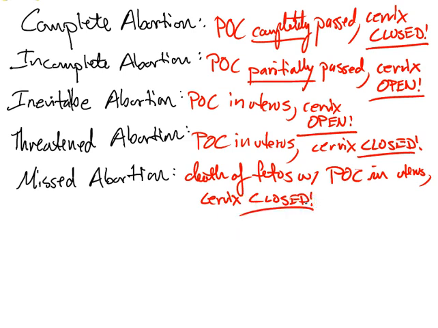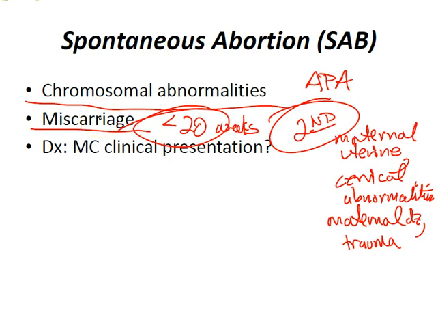So the only two where the cervix is open are incomplete abortion and inevitable abortion, the two that end in I. The other three, the complete, the threatened, and the missed abortion, the cervixes are all closed. And there are three where the POC is in the uterus: inevitable, threatened, and missed abortion. So these aren't that bad if you just sit down and take some time with them. Okay, so let's go back to the slide before.